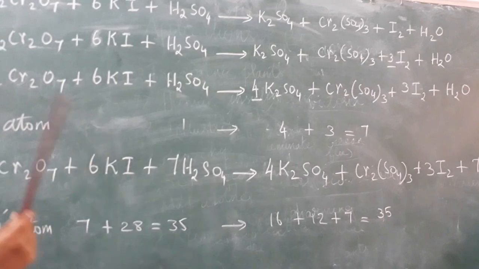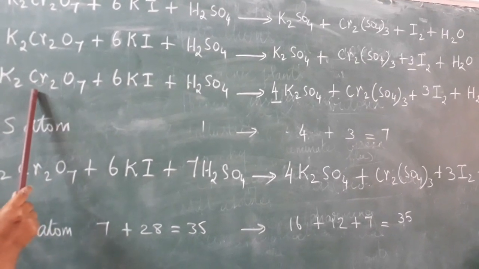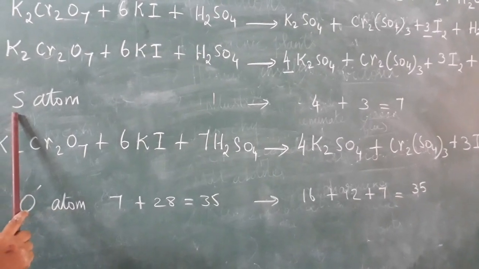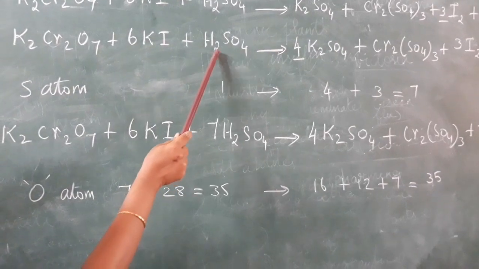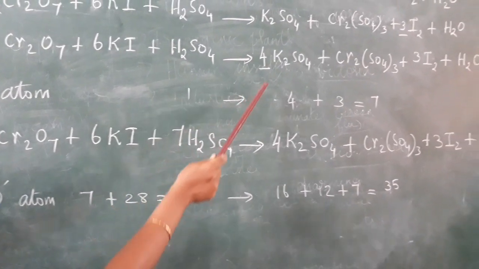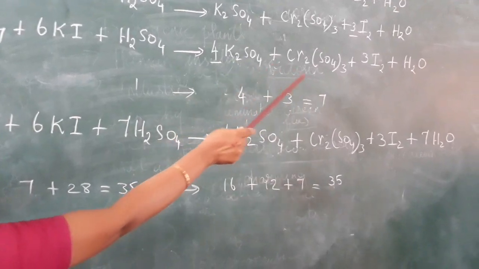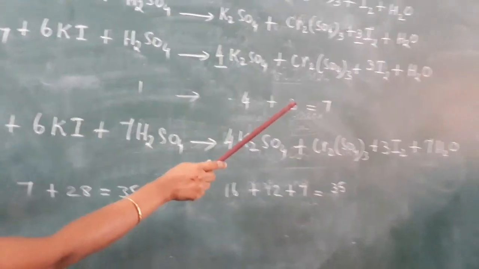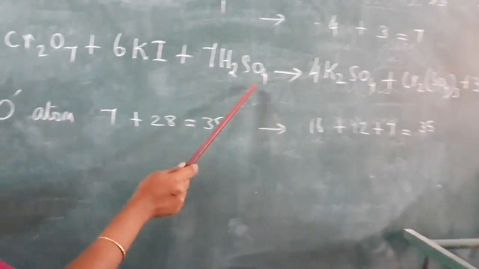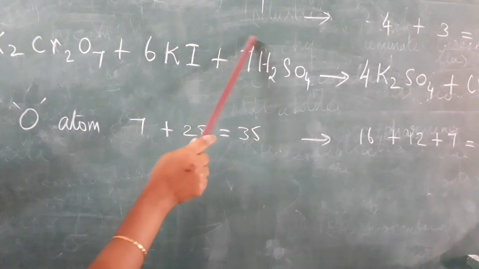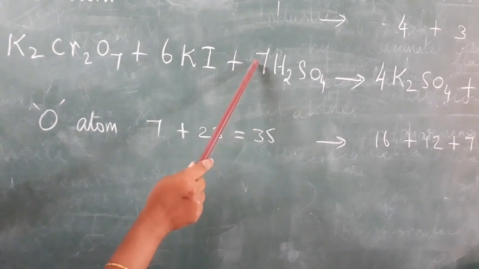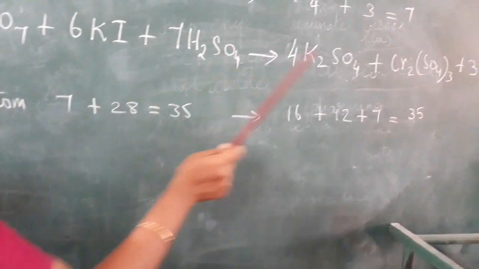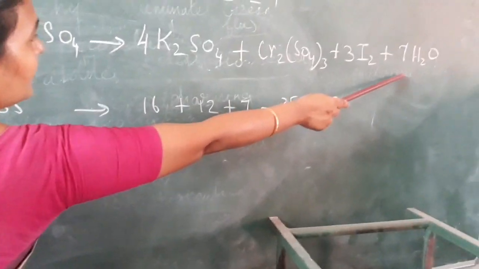Next we move on. The chromium is already balanced: here 2 chromium and there also 2 chromium. Now we move on to the sulfur atom. On the reactant side only 1 is present, but on the product side 4 sulfur along with the 3 sulfur, so 4 plus 3 we get 7. To balance this, I put 7 in front of the sulfuric acid. Now see the hydrogen: 7 into 2 we get 14 hydrogen. To balance this 14 hydrogen with the water, I put 7 in front of the water.